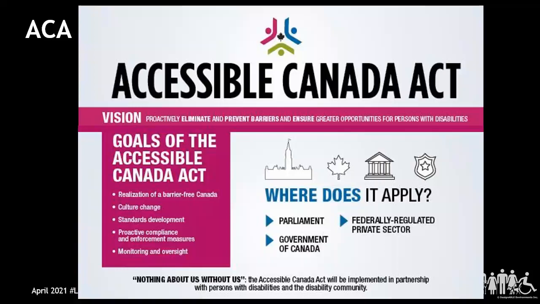But where does the Accessible Canada Act apply? Well, as this is federal legislation, it applies to things like the Parliament, anything related to the Government of Canada, and of course anything federally regulated in the private sector, which could include things like the RCMP and post offices. At the bottom of the graphic here we have on the screen, it says nothing about us without us. One of the most important aspects of the Accessible Canada Act is it will be implemented in partnership with persons with disabilities and the disability community.